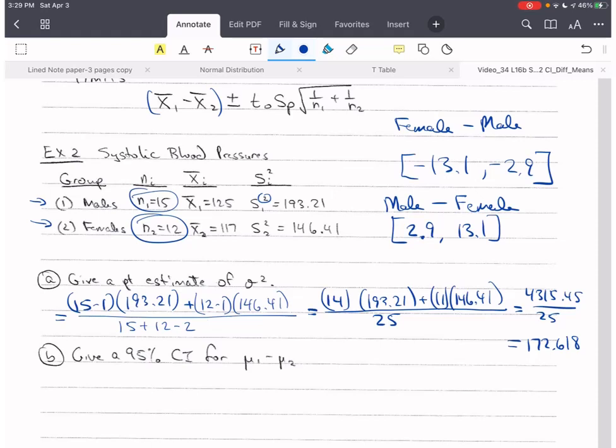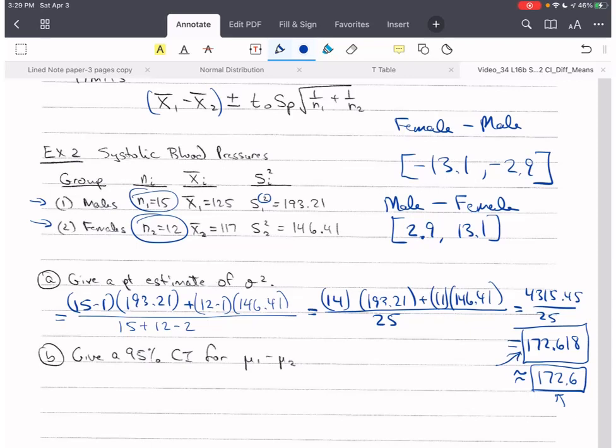This is the point estimate of sigma squared. Okay? And I could round it to one decimal place, 172.6. But make sure that you don't use this value. When you take the square root, take this value.